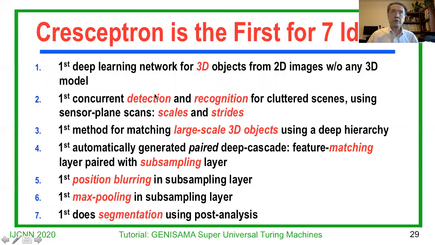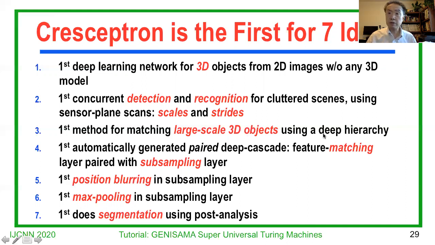Number 2: it's the first to do concurrent detection and recognition. Many people do sequential learning, they don't do detection. They already assume location and scale. And it has scale and stride. I'll talk about stride later on, to reduce the resolution, basically. In a large patch, you don't really need a fine resolution in terms of location. Number 3: large-scale 3D objects. If an object is large, it's very difficult to learn and match well, so you really need a deep hierarchy.